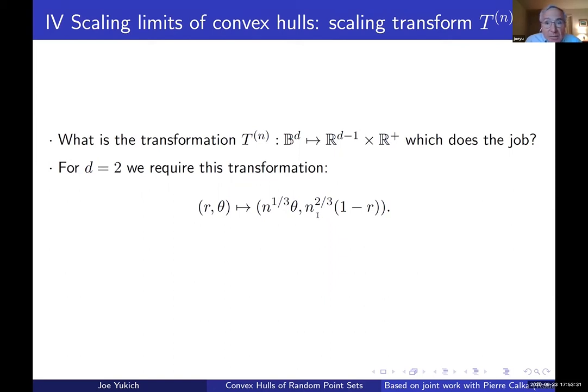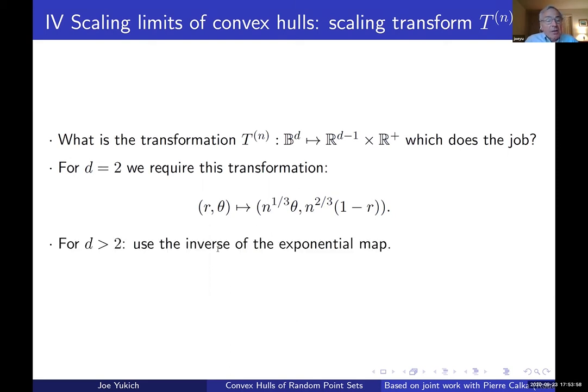So this is good because one ends up seeing in the image roughly 1 point per unit volume. There are n sample points altogether. They all get sent to a region having area n, so one sees roughly 1 point per unit area, which is the way it should be. So this is the transformation that does the job, it turns out, in dimension 2.